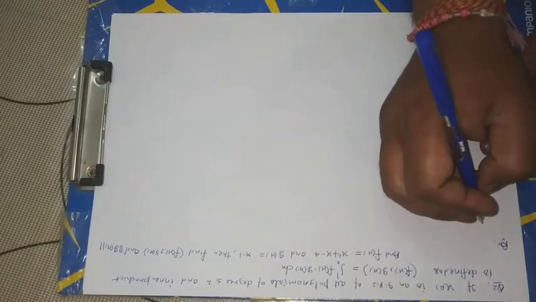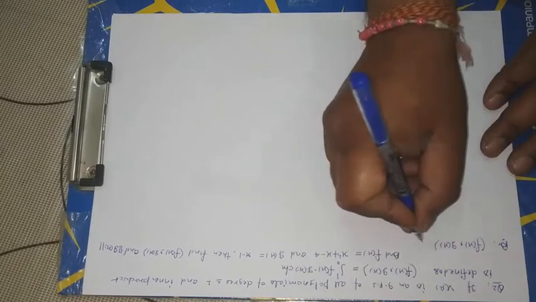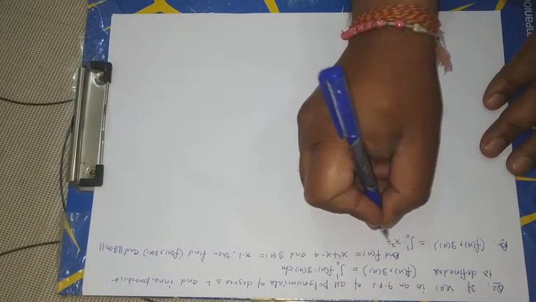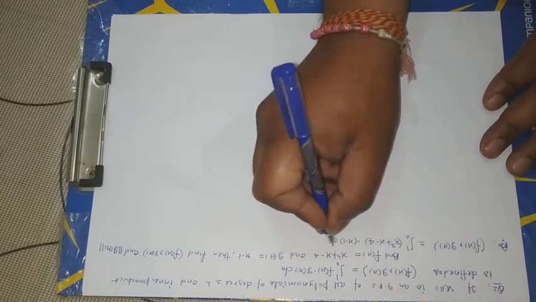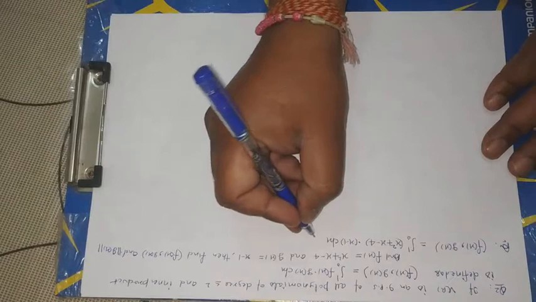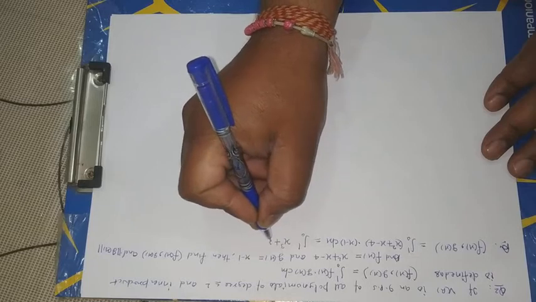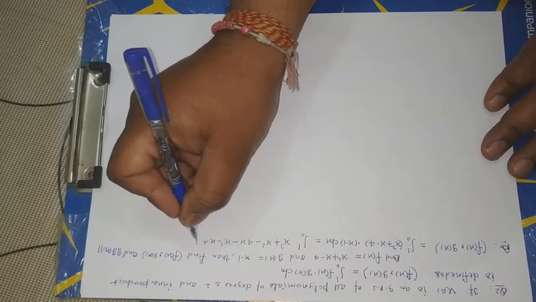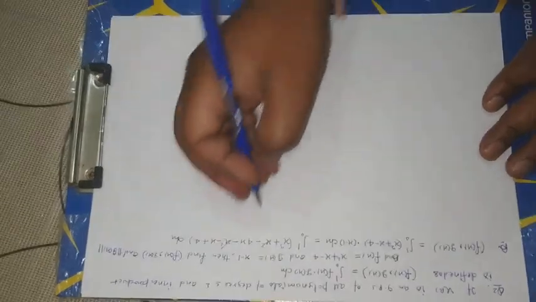Now solution: f(x) inner product with g(x) equal to the integral from 0 to 1, where f(x) is x square plus x minus 4 and g(x) is x minus 1, dx. Now multiplying this, we get the integral from 0 to 1 of x to the power 3 plus x square minus 4x minus x square minus x plus 4 dx. Now x square cancels.